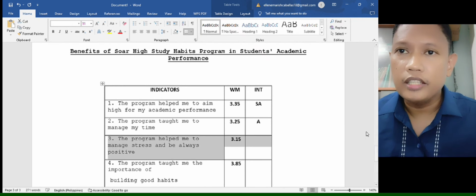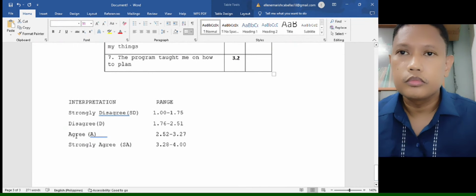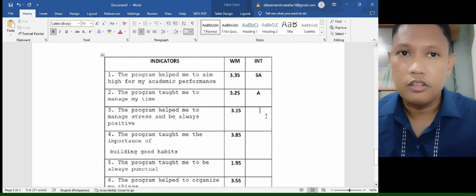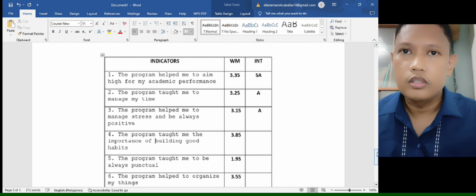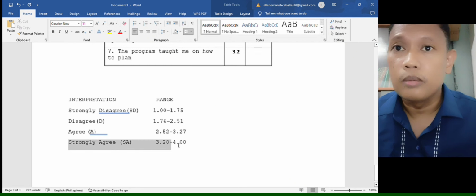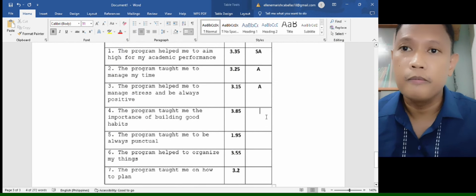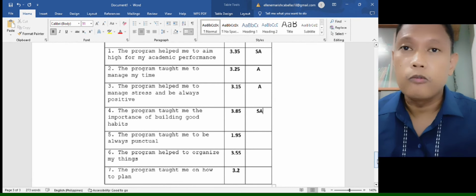And for item number 3, 3.15, let's check. The program helped me to manage stress and be always positive. Let's see. Yes, that's it. Agree. Okay. And the next one, 3.85, I think this is the highest. The program taught me the importance of building good habits. 3.85 is strongly agree, of course.